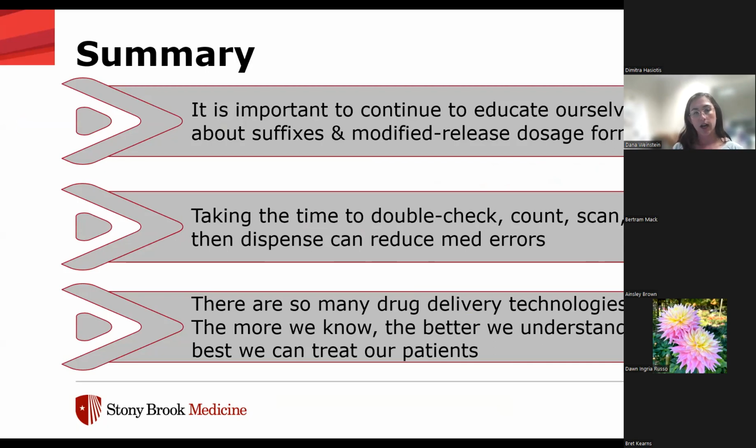So in summary, to wrap up this whole presentation, it's really about educating ourselves about those suffixes that are used, the modified release dosage forms, the delivery systems. It's important for us to take the time to double check and count and scan before we dispense. And there are so many drug delivery technologies that I probably didn't even get the chance to touch upon, but the more we know, the better we understand and the best we can treat our patients.